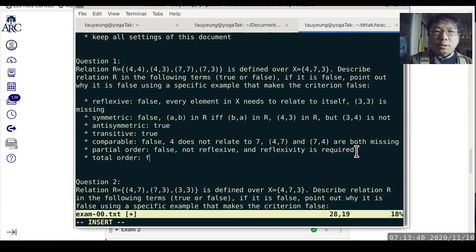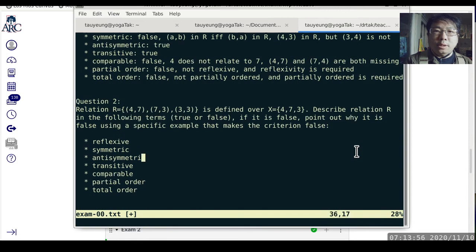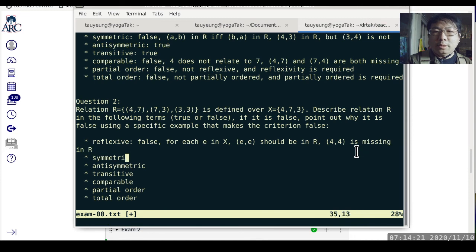Totally ordered is also false because it is not partially ordered, and partially ordered is required. There we go. So the other two questions are kind of the same. I can give you the answers to each one. So this one is pretty clear that it is not reflexive. We basically want to say for each E in X, EE should be in R. And in this case, 4, 4 is missing in R. So that's how I explain why it is not reflexive.